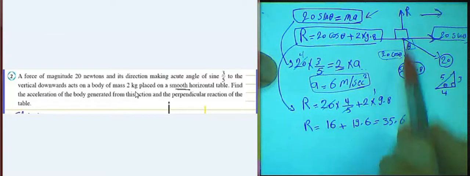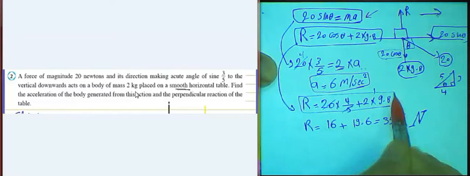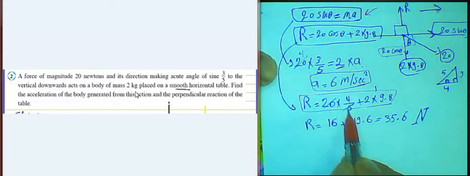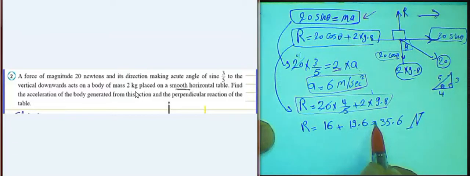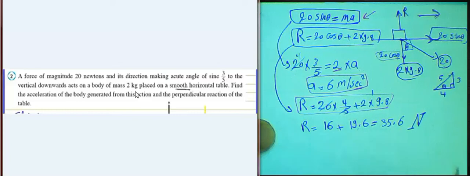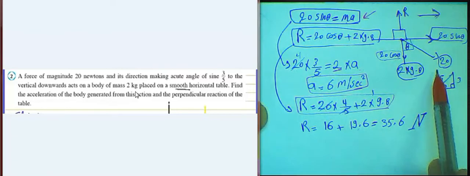And the reaction equals 20 cosine theta plus 2 multiplied by 9.8. Here, 20 divided by 5 equals 4. 4 times 4 equals 16. And 2 multiplied by 9.8 equals 19.6. We can add them. The result will be 35.6 newtons. It was the reaction.